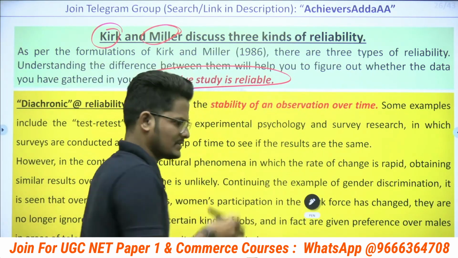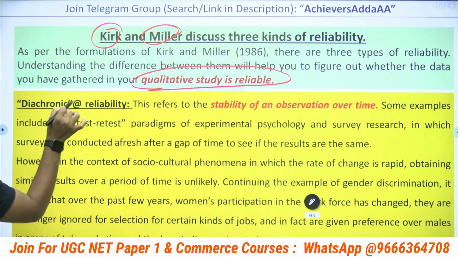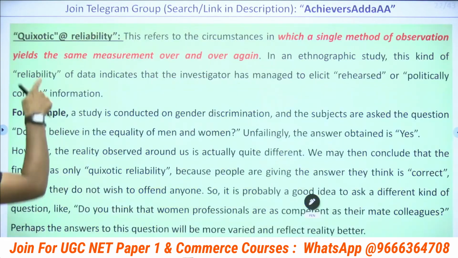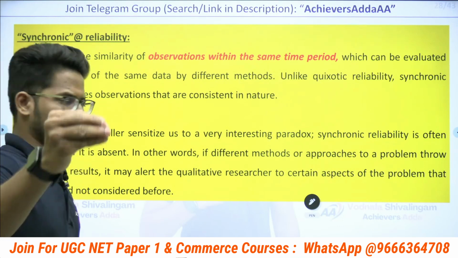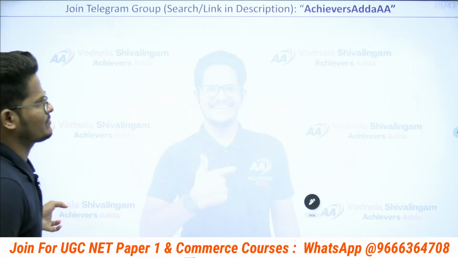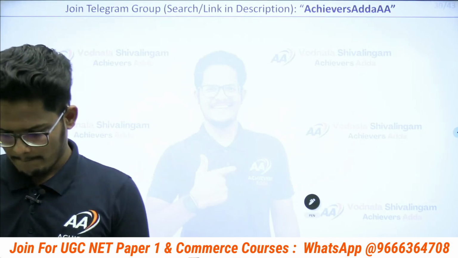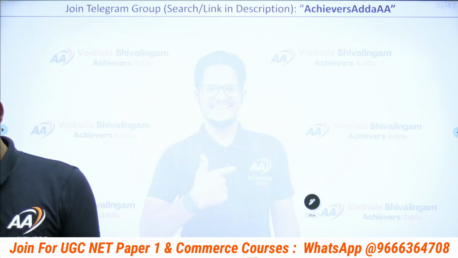In this Achievers Adda YouTube channel only, I made a separate video for these three reliability types: diachronic, quixotic, as well as synchronic reliability. Kindly look at that one, because I am not going to explain it again now. It is just a 10 or 15 minute video, you can just watch that one. Here I just wanted to take the opportunity to explain the remaining concepts. Kirk and Miller.